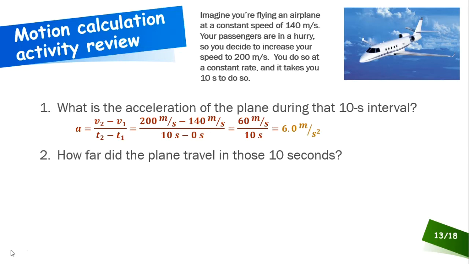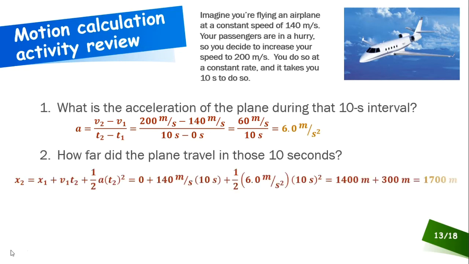Second question, how far did the plane travel in those 10 seconds? Well, again, we're going to use that distance equation to get out that answer. So we substitute in what we know. x1, typically 0, 140 meters per second. That's your velocity at position 1. The time at position 2 is 10 seconds. The acceleration we got from the previous question, 6 meters per second squared. And again, 10 seconds is the time at position 2.